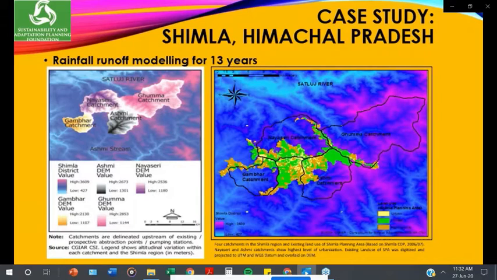The first case study is from Shimla, Himachal Pradesh. This is basically a study that I had done in 2007 using 13 years of rainfall runoff data for the Shimla area. These are the 4 catchments that I had looked at. And what you see on your right is how these catchments overlap with the then proposed land use plan for Shimla. Obviously, the proposed land use is going to be different now, but yeah, this shows how the two are linked.